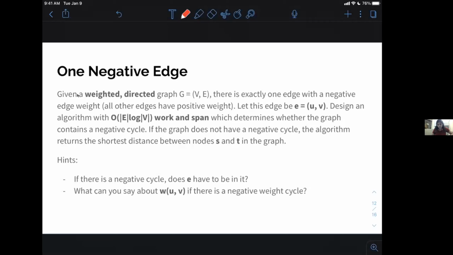So I guess for the first point, if there is a negative weight cycle, then E has to be in it because it's the only possible negative edge weight. So now, given that, let's say this is the picture you're looking at. You have the edge UV, and then you have a cycle, and then it keeps going, right?